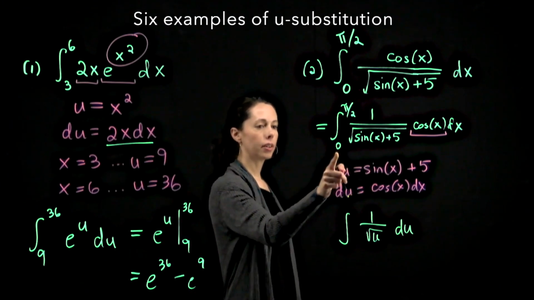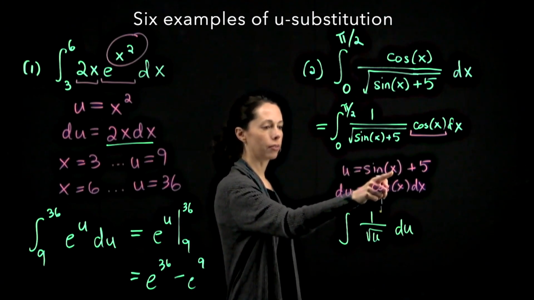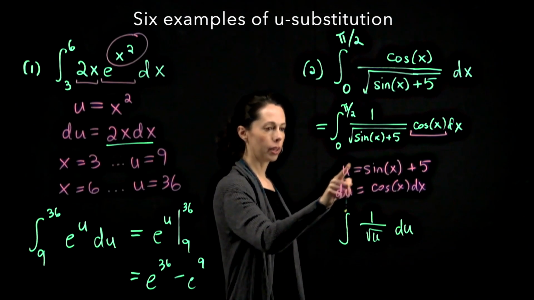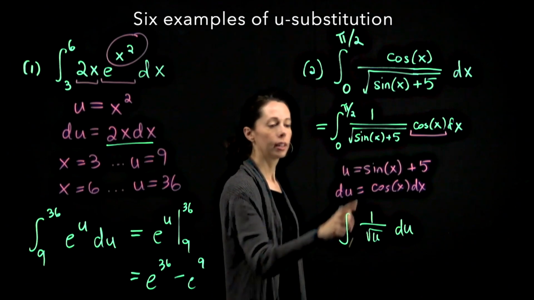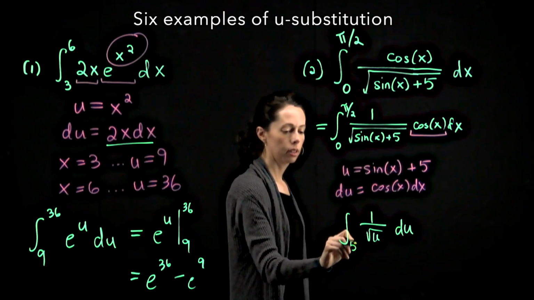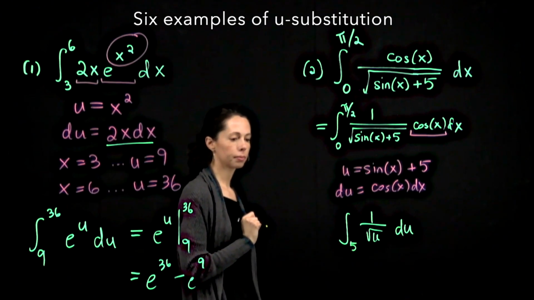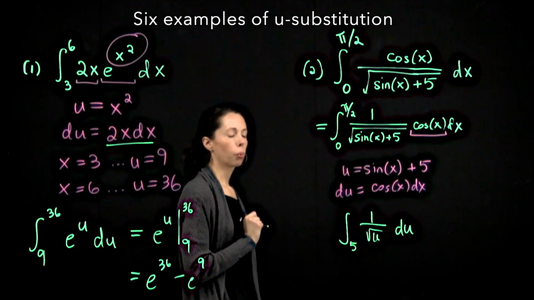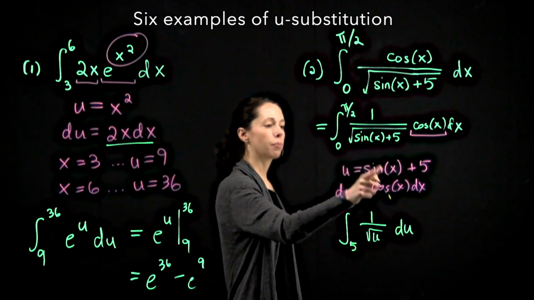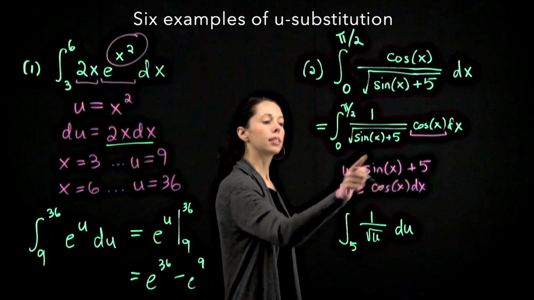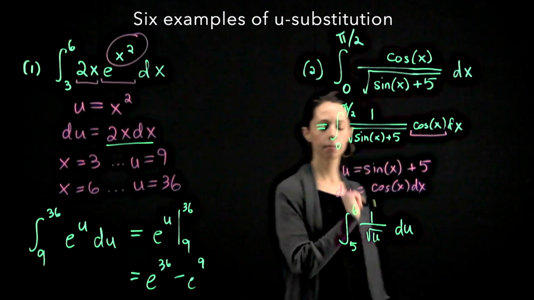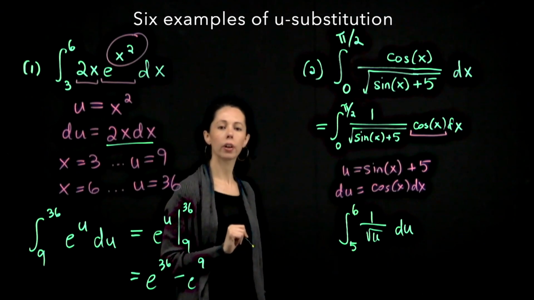When x is 0, I plug 0 in for x in my definition of u here. We get u is sine of 0 plus 5. Since sine of 0 is 0 itself, that's u equals 5. So the new lower bound is 5. When x is pi over 2, u is going to be sine of pi over 2 plus 5. Sine of pi over 2 is 1, so the upper bound for u is 6. Okay, so that's the new integral.